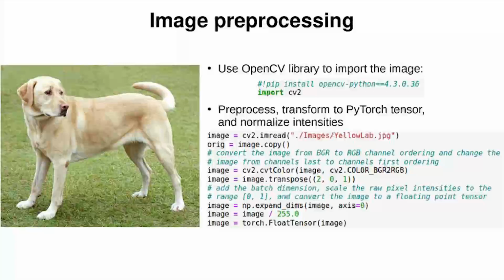Just like with the image classification algorithms, before we can run an image through an object detection algorithm, we need to import and pre-process it. This time, we will import the image using the popular OpenCV library. We will then perform some pre-processing on the image, convert it to a PyTorch tensor, and normalize the pixel intensities to be in the range between 0 and 1.